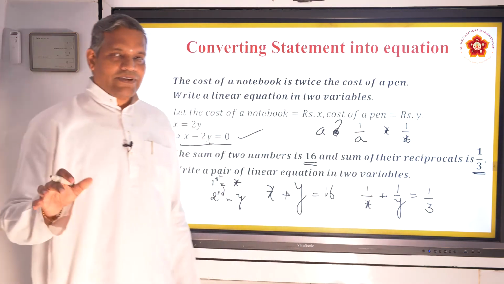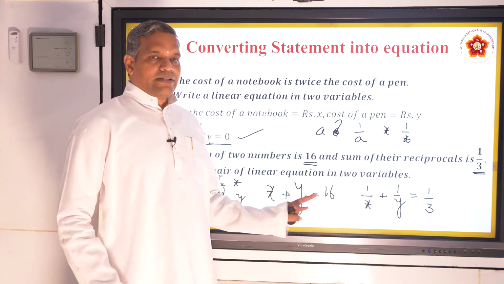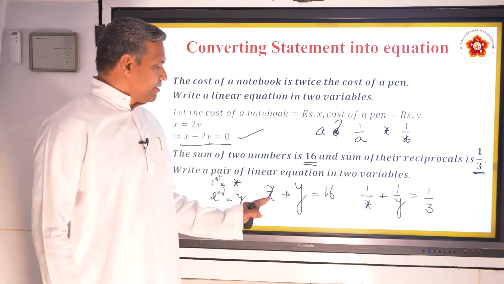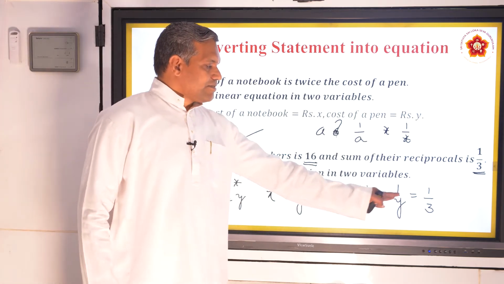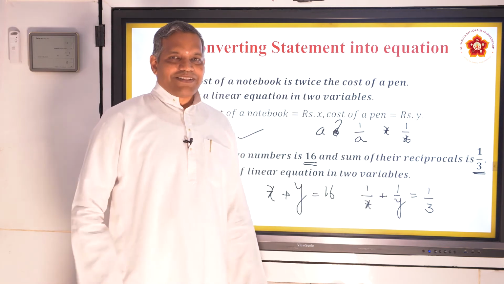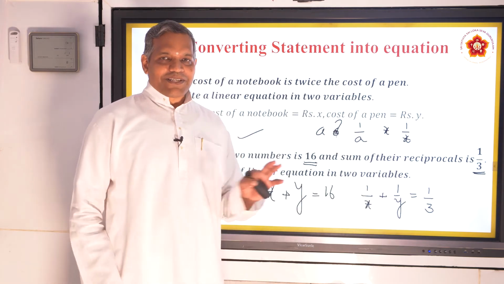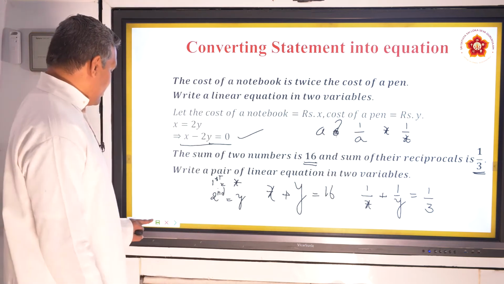So you can feel happy that you have solved a 10th standard sum, one of the sums. What is that? The sum of the two numbers is 16. The sum of their reciprocals is 1 by 3. Not all the sums of 10th are like this. So, very simple. I selected a very simple sum for you. Let's go to the next slide.